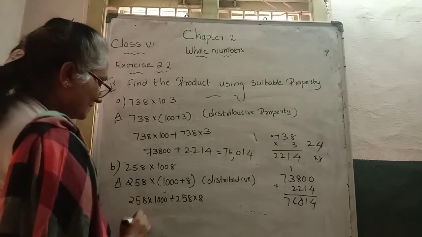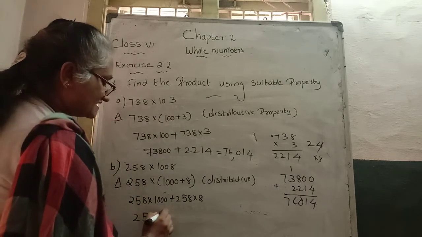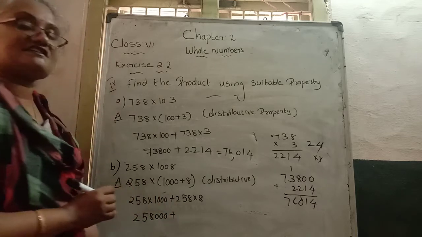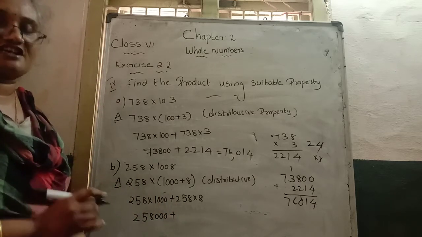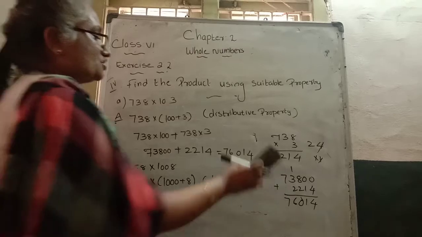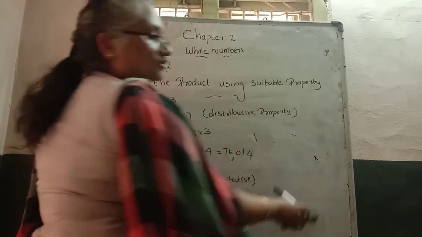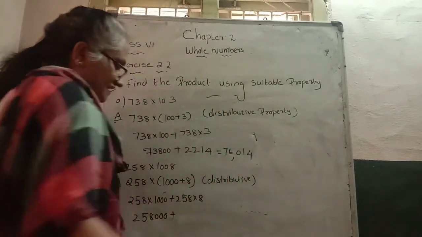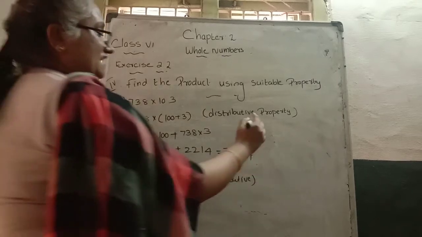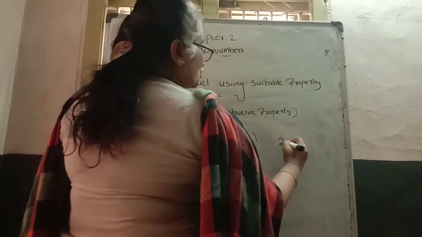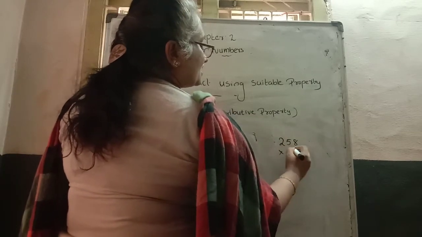Multiplication: any number multiply with 1000, what is the answer? Same number, right? And 1000 carry how many zeros? 3 zeros. That 3 zeros write on the right side of the answer, please. The next 258 is multiplied with the second term. 258 is multiplied with 8.